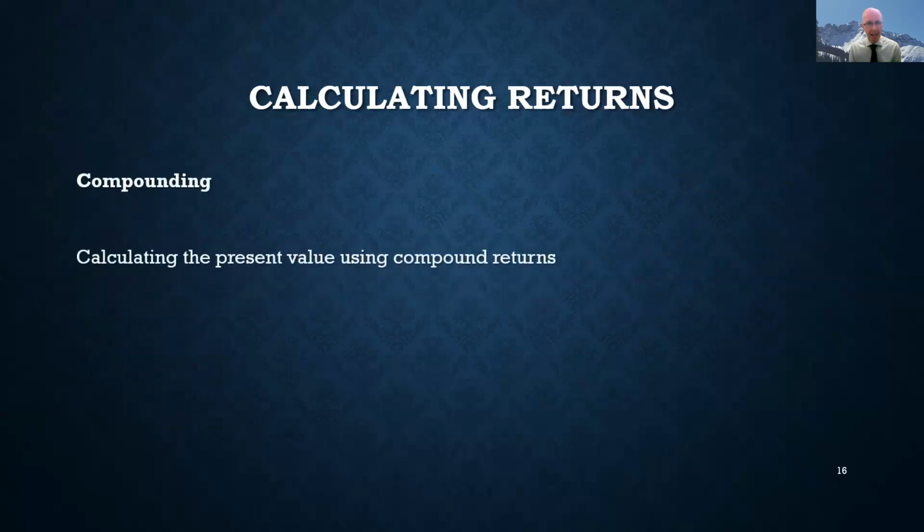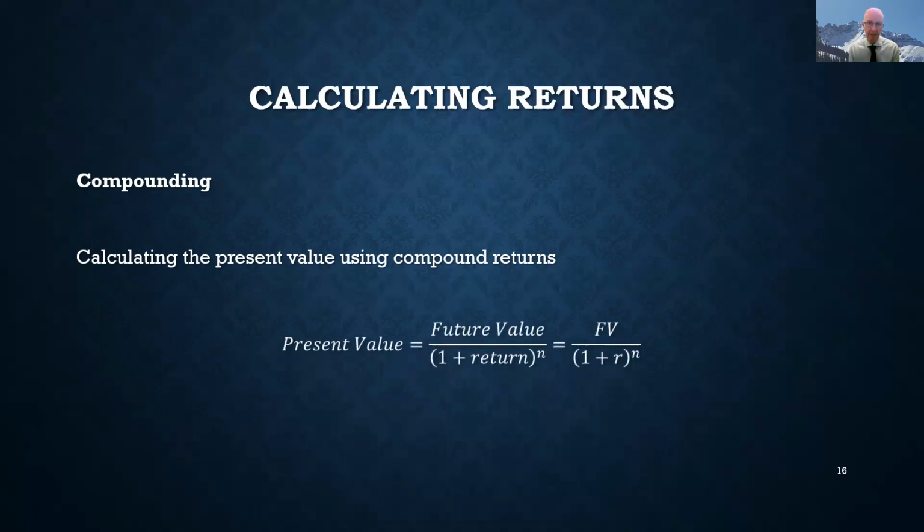Okay, as well as calculating out the future value and the return, we can also calculate out the present value using compound returns. And the present value equals the future value over 1 plus return raised to the power of N, which is FV over 1 plus R to the N. Both are the same equation.